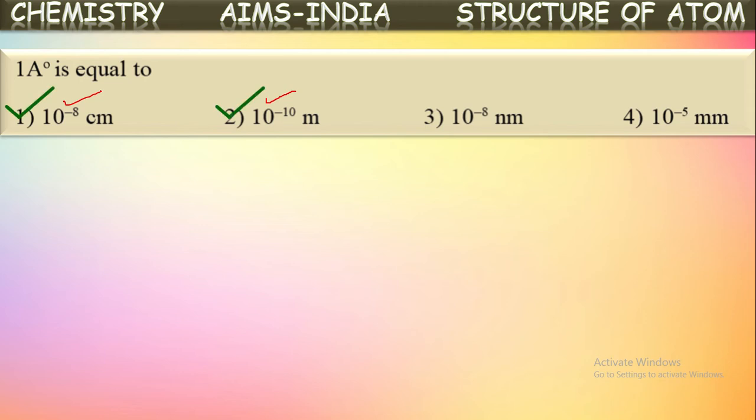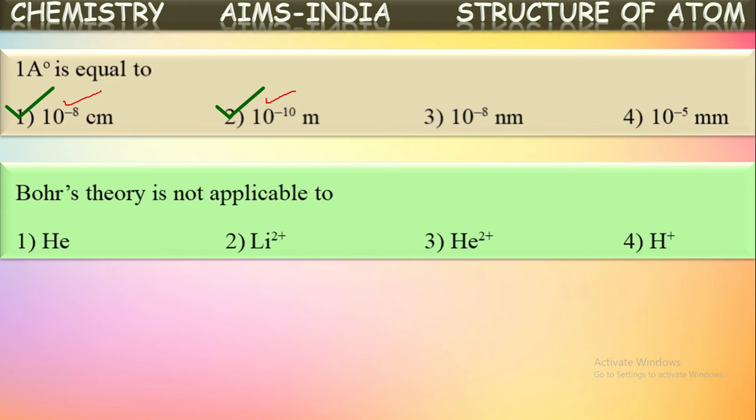They are the two units which are equal to 1 angstrom. Next one, Bohr's theory is not applicable to. First, Bohr's theory is applicable to which? If you know that, then we can say the answer for this question.